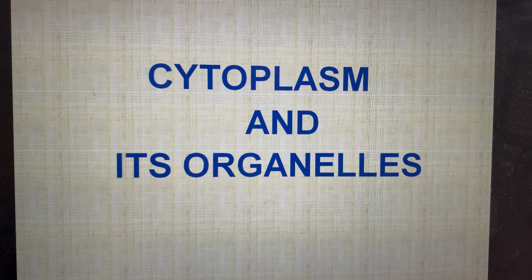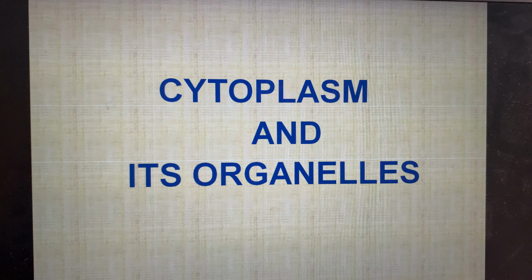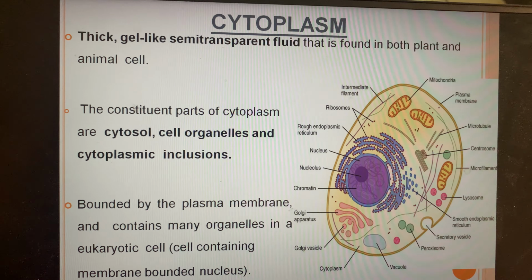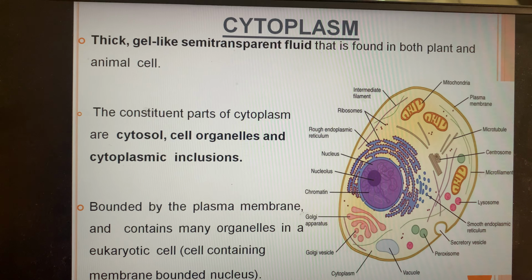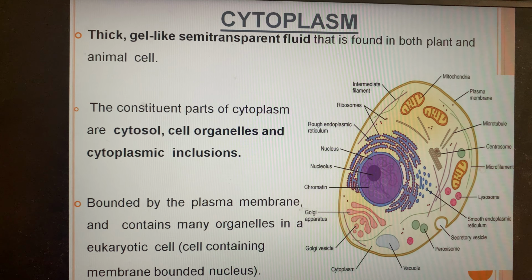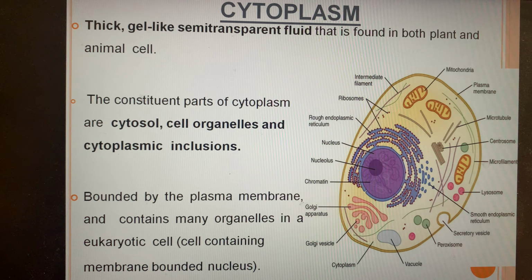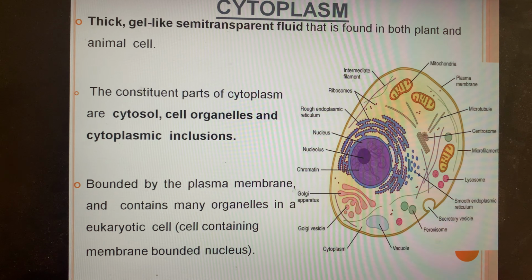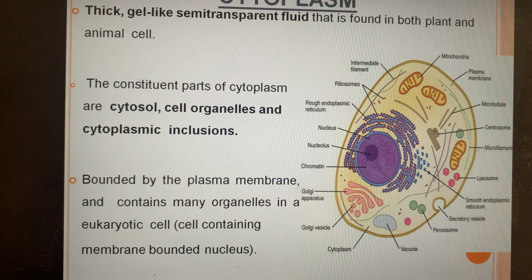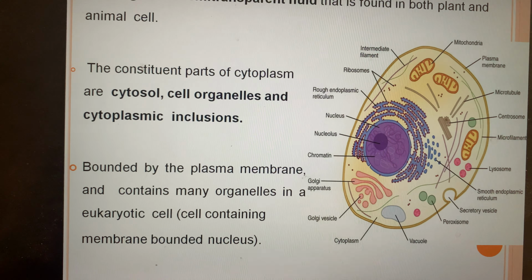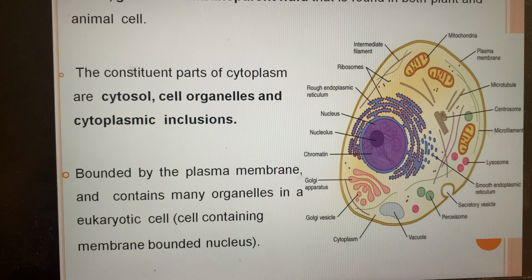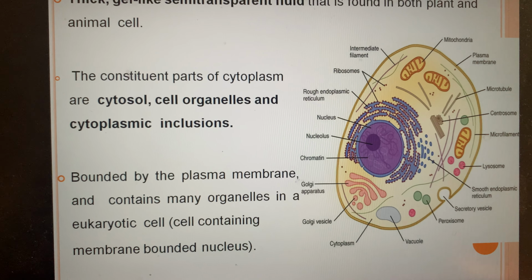Now let's talk about cytoplasm and briefly discuss the organelles in the cytoplasm. Cytoplasm is a thick gel-like semi-transparent fluid that is found in both plant and animal cells. The constituent parts of cytoplasm are cytosol, cell organelles, and the nucleus, bounded by the plasma membrane. It contains many organelles in the eukaryotic cell. Eukaryotic cells are the cells in which there is a clear nuclear membrane.